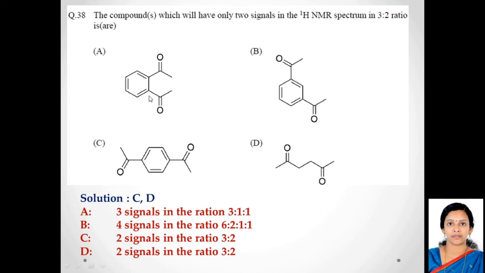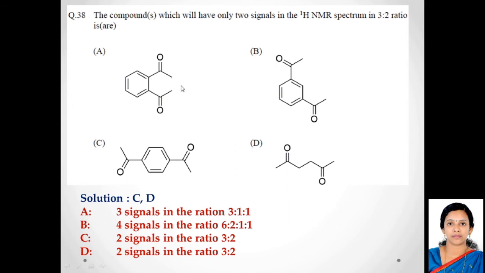So let's look at this. This definitely will not give us two signals because we have these two ortho protons here which will give us one signal. So this is similar, but this is not similar to this. These two are not in the same environment as these two. So one signal from these two, another signal from these two, and the third signal from the methyl. So we'll have a total of three NMR signals here.